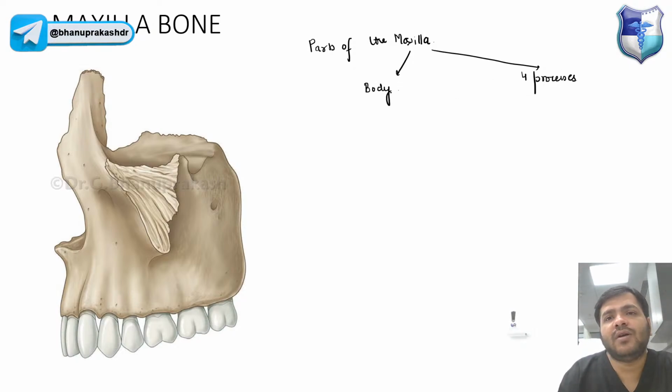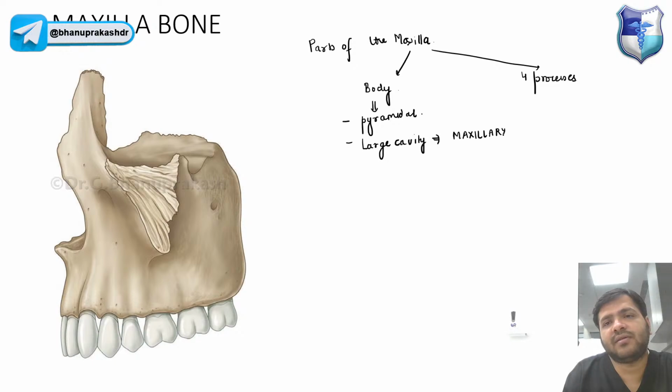Now, in the body part, remember the body is pyramidal in shape, and it contains a large cavity, and that is called the maxillary air sinus.